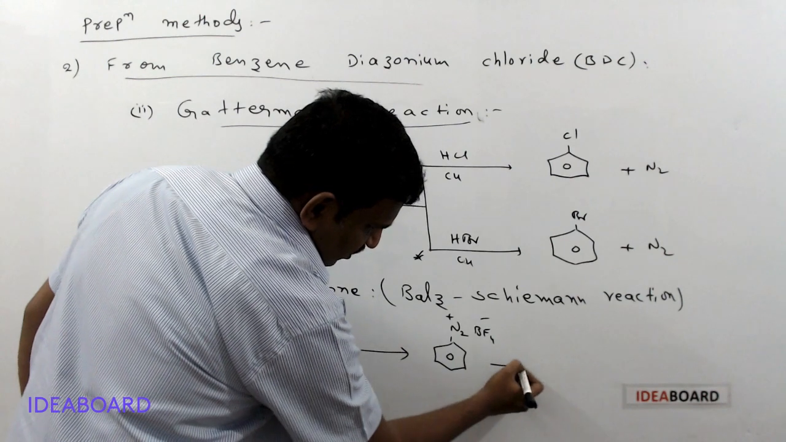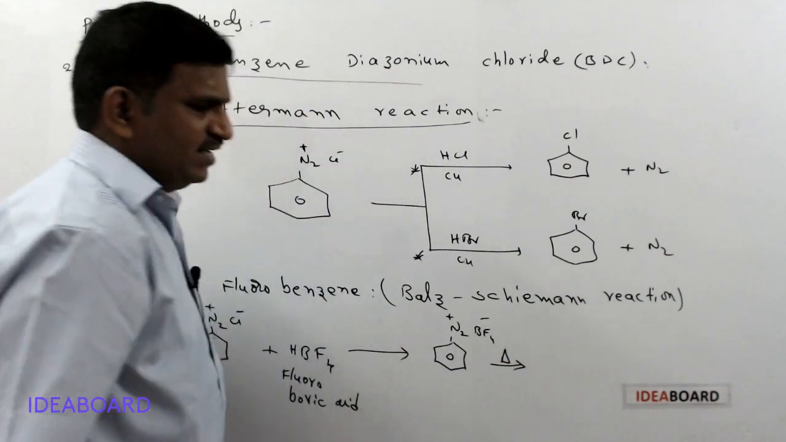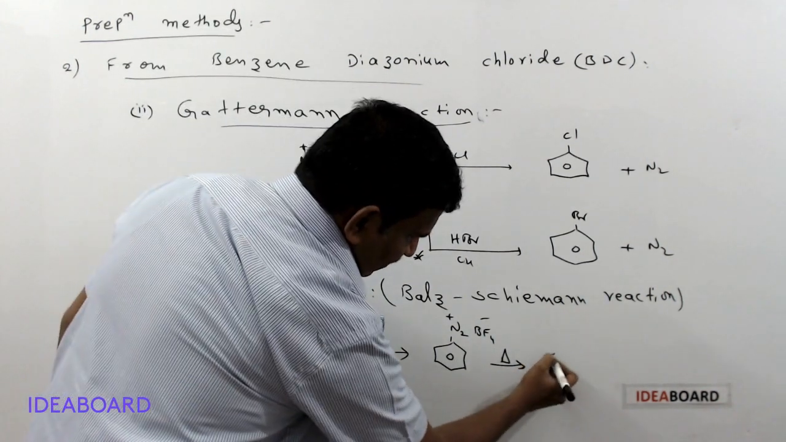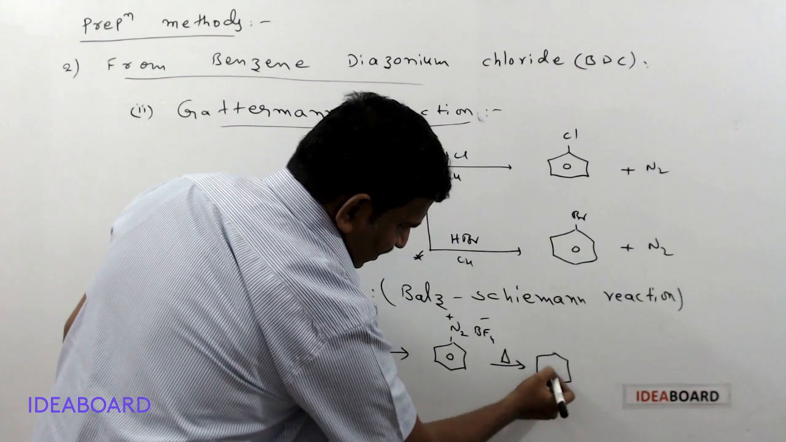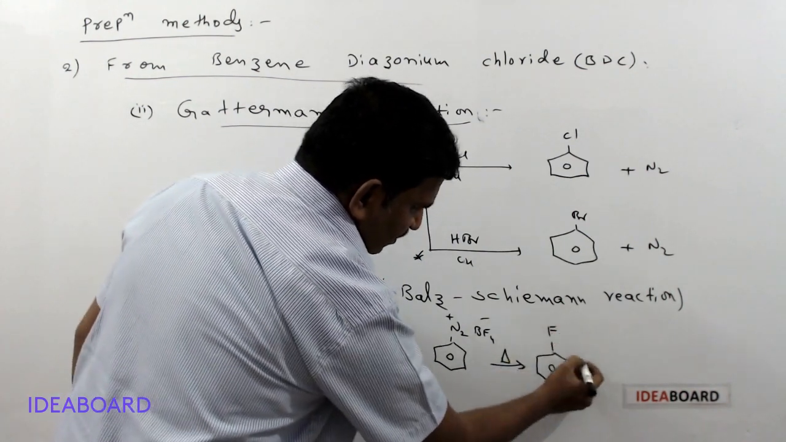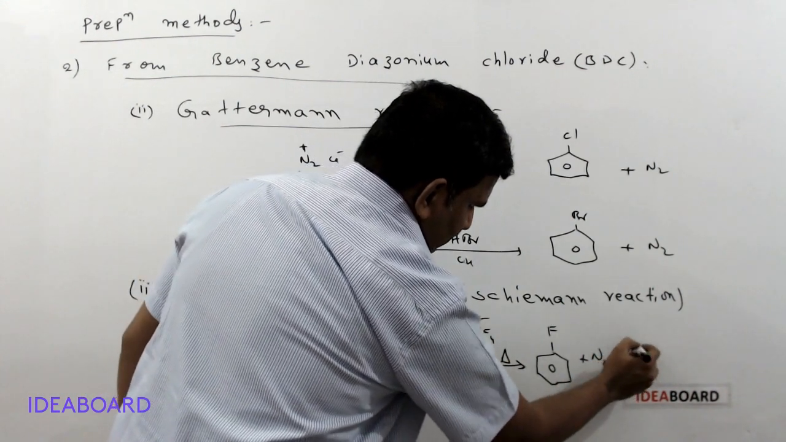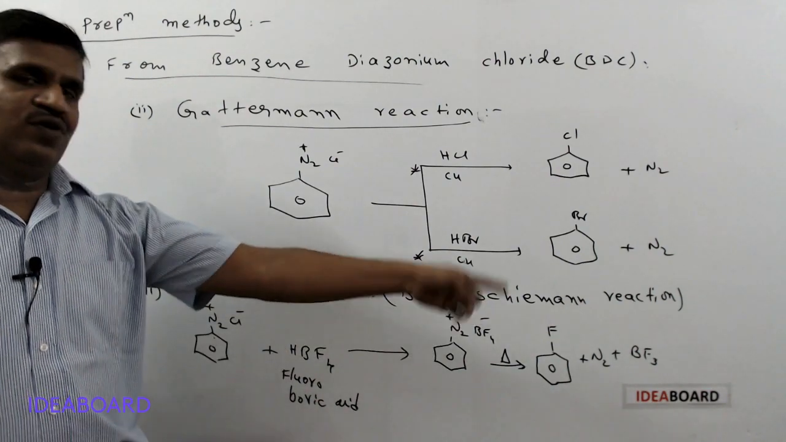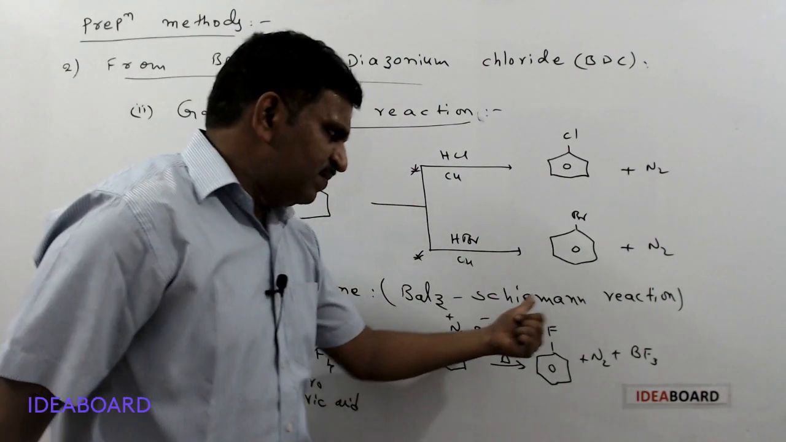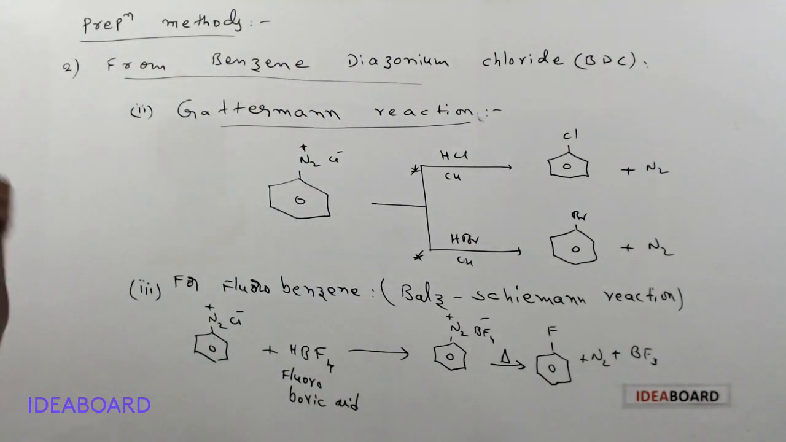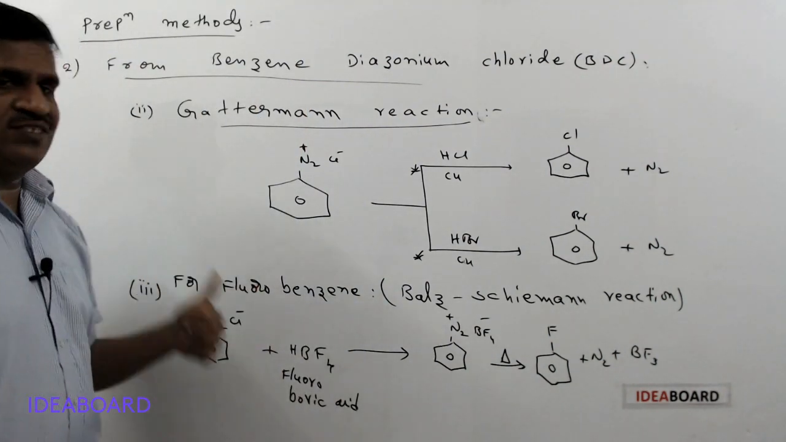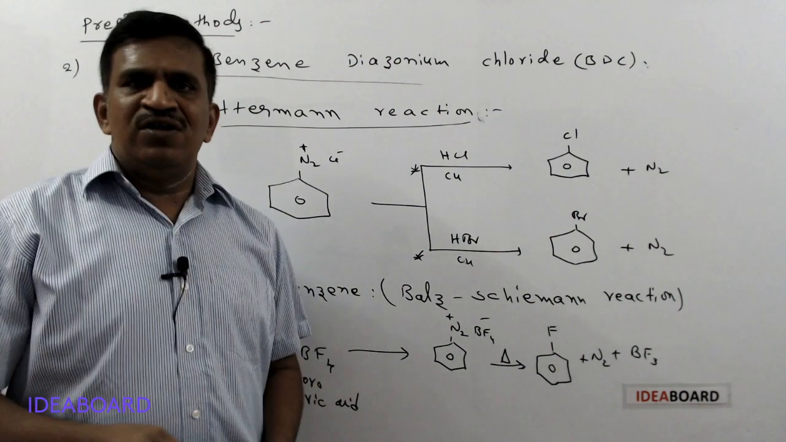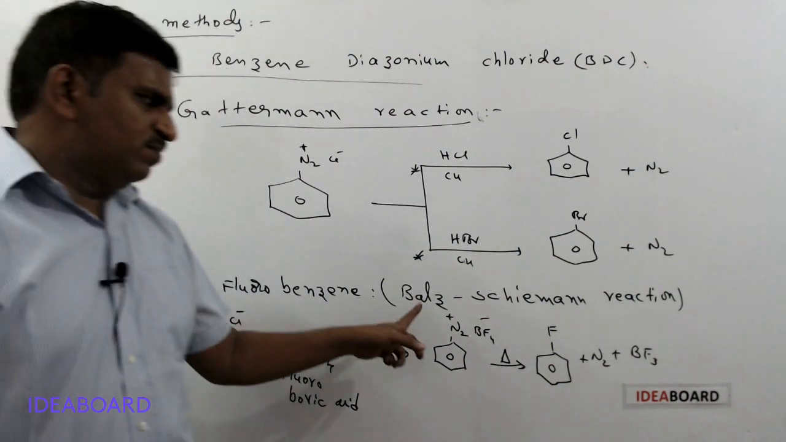This benzene diazonium fluoroborate, if it is heated to high temperature, is converted into fluorobenzene. So here we are getting fluorobenzene plus N2 plus boron trifluoride. That is the preparation method of fluorobenzene by the Balz-Schiemann reaction. Please remember, fluorobenzene is prepared separately, by a special method, not by the Sandmeyer or the Gattermann reaction. We are preparing it by using the Balz-Schiemann reaction.